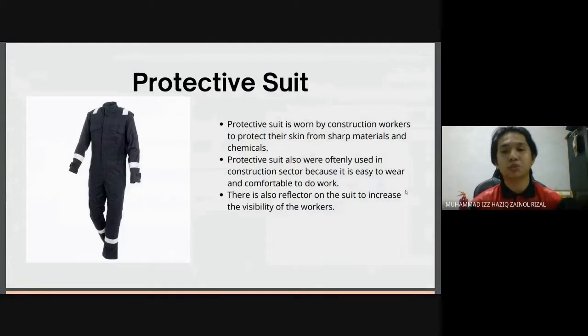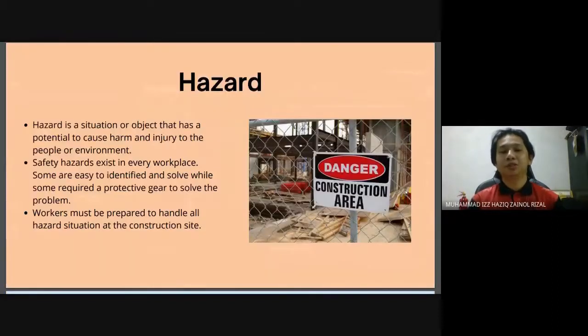Protective suit is worn by construction workers to protect their skin from sharp materials and chemicals. This is also often used in the construction sector because it is easy to wear and comfortable to do work, because as you can see in the picture, it is in one piece. So it is easy to wear and easy to take off. There's also a reflector, as you can see there, on the wrist, on the suit to increase the visibility of the workers. So next we move on to hazard situation.